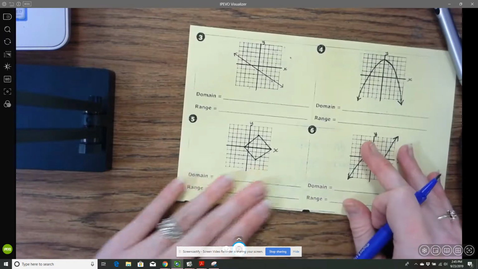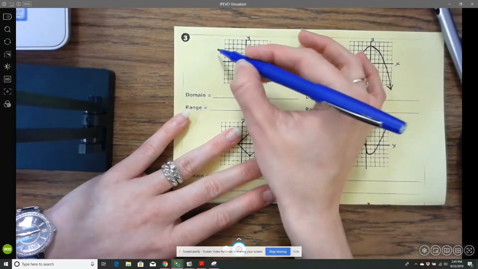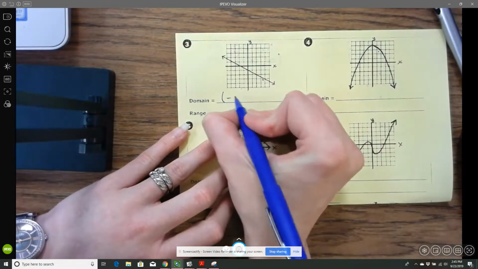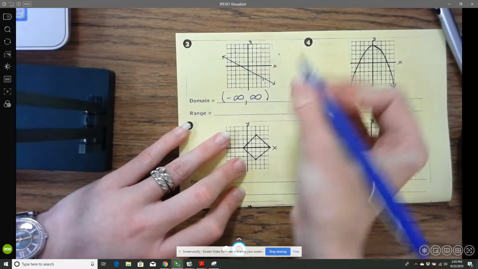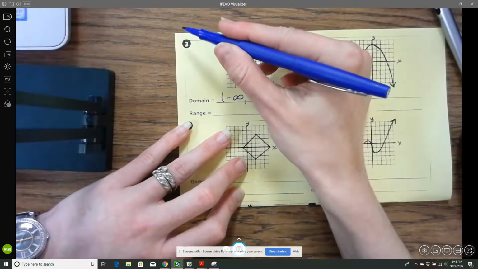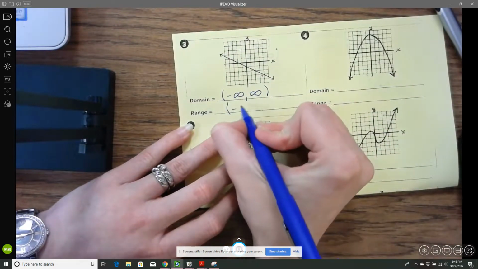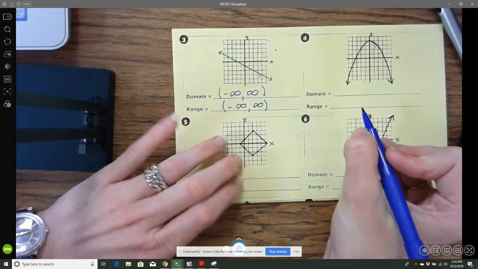All right, and so not all of these are necessarily functions either. So here, my domain, as I go left to right, it goes on and on forever. The x's are always going to continue. So this one would be from -infinity to positive infinity. And then the range is the same way. This graph's going to continue to go up this way and continue to go down this way. So the range is -infinity to positive infinity.